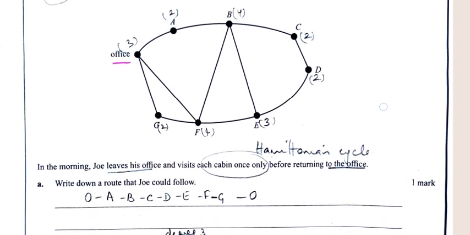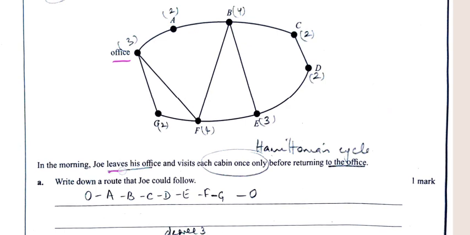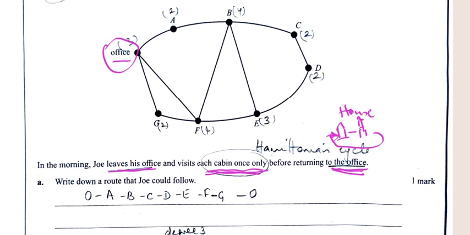So the first question says, in the morning he leaves his office. So he leaves here and visits each cabin once, before returning to the office. Very important: he leaves the office, returns to the office, visiting every location once. For example, you visit every house once and then you return to where you started. The H in house is connected to Hamiltonian, and because you come back to the same place that you started, it's called the Hamiltonian cycle.